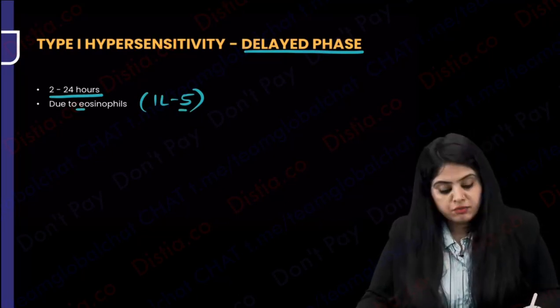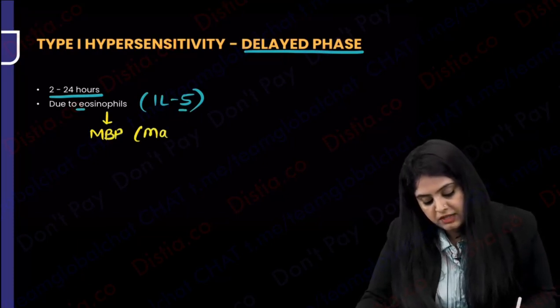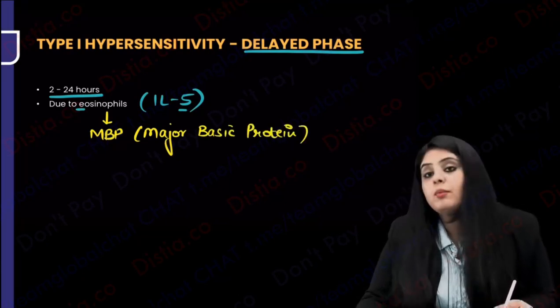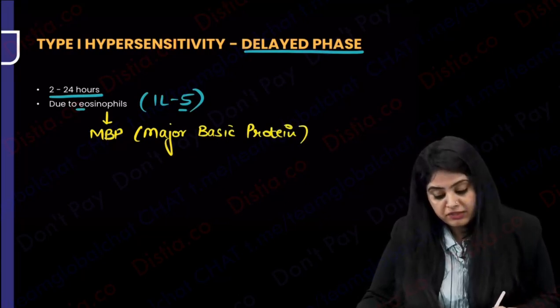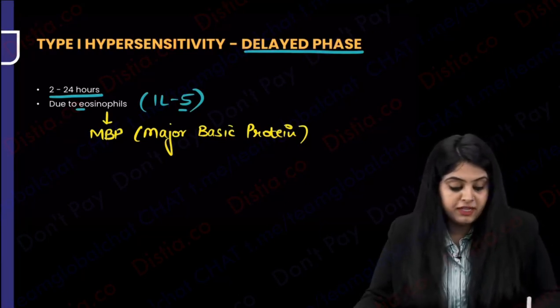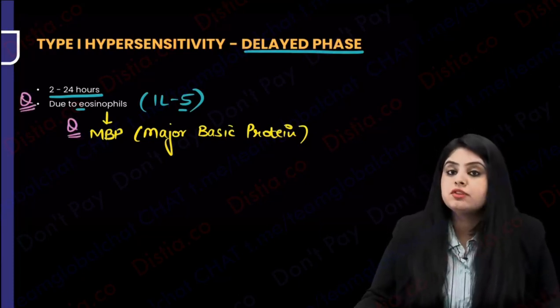As a result of which, these eosinophils release MBP, that is major basic protein. It got MBP or major basic protein, and this major basic protein will help in doing all the damage thereafter. This is a very important question, very important. Previous year, one liner: who releases major basic protein? Major basic protein comes from eosinophils.